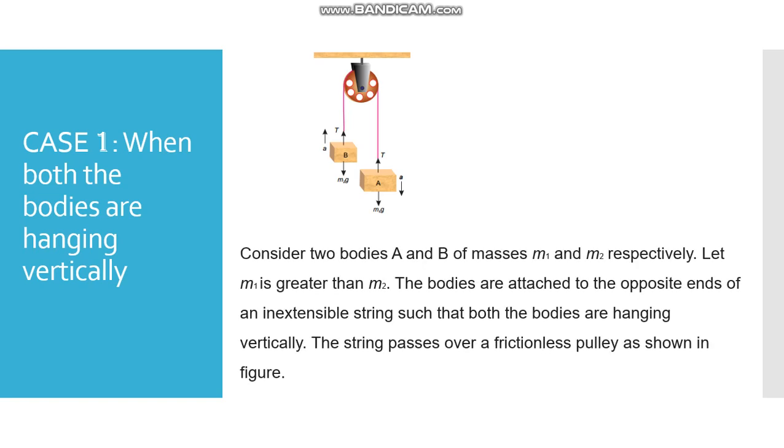Here we consider two bodies A and B of masses m1 and m2 respectively. Let m1 be greater than m2. Now what we have done is we have taken two bodies A and B.